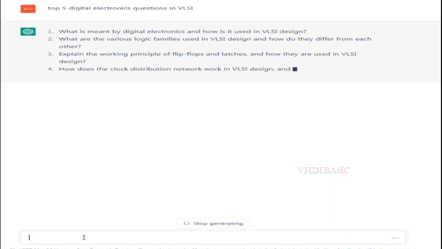Moving to the fourth question, how does the clock distribution network work in VLSI design, and what are the different types of clock distribution networks used? In VLSI design, the clock distribution network is responsible for delivering a stable and accurate clock signal to all the synchronous elements of the chip. The main function of the clock distribution network is to ensure that all the registers and flip-flops in the design receive the clock signal at the same time and with minimum skew.